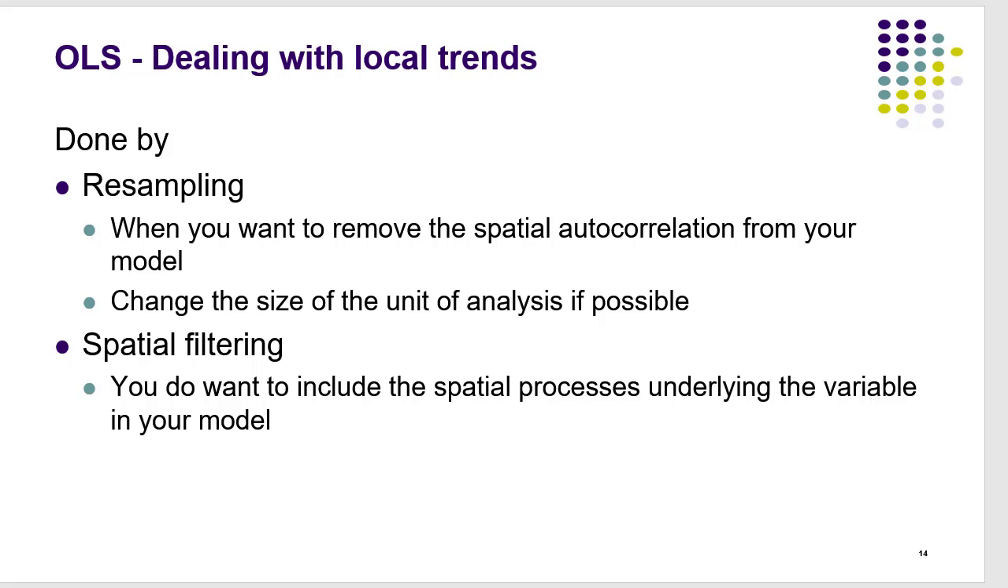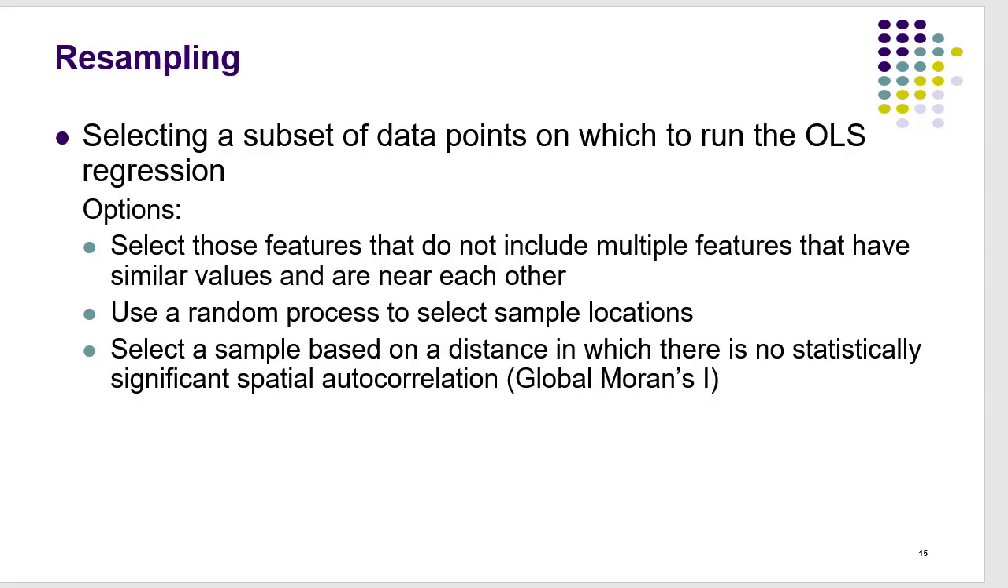In ordinary least squares, however, we deal with local trends. We can get rid of the spatial autocorrelation by resampling it. We're doing a spatial filtering. In terms of resampling, that would be a selection of a subset of data points to run the OLS regression. So essentially, you choose a random process to select those sample locations, and whenever you get a random selection of those samples in which you don't have spatial autocorrelation, using the Moran's I, that'd be a good one. So it's a resampling process to get around that particular misspecification.